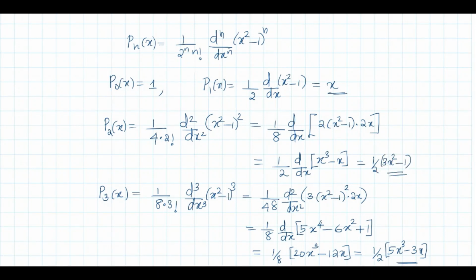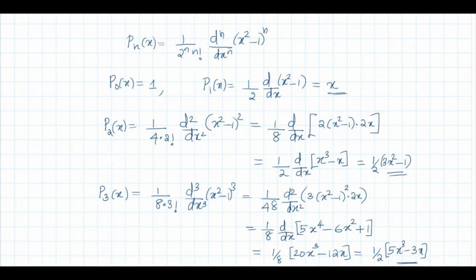P3 of x is 1 by 8 into 3 factorial, into d cube by dx cube of (x square minus 1) whole cube. It is 1 by 48 into, take one derivative, then this becomes d square by dx square of 3 into (x square minus 1) whole square into 2x. 3 into 2, 6, you can take outside, that makes it 1 by 8 d by dx of (5x raised to 4 minus 6x square plus 1). Okay, one more derivative I did. Then the last derivative, I will get 1 by 2 into (5x cube minus 3x). This is the value of P3(x).